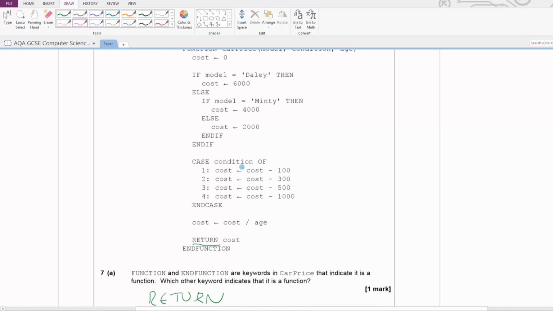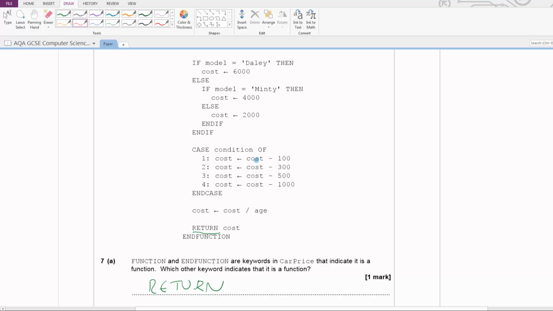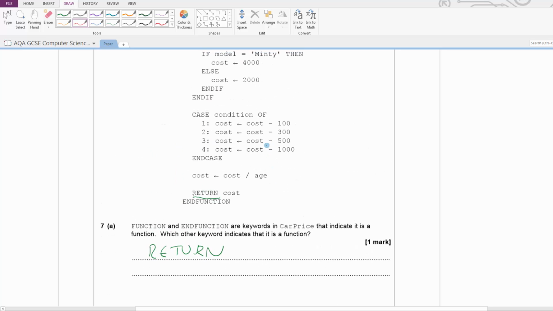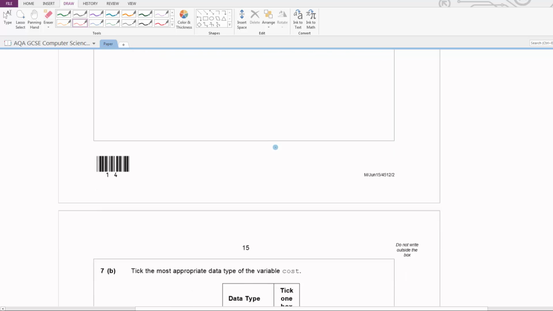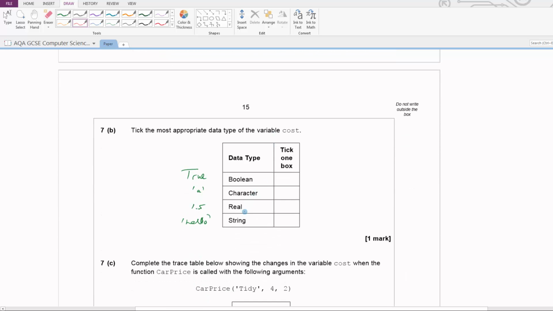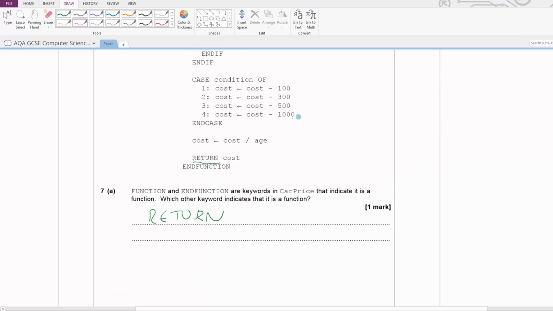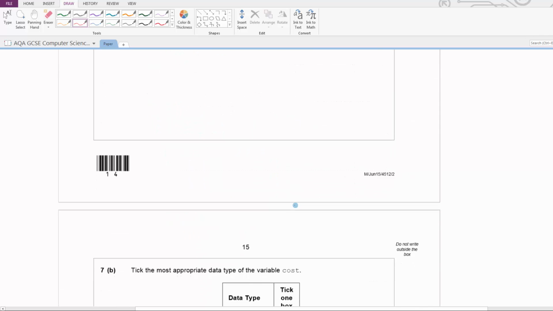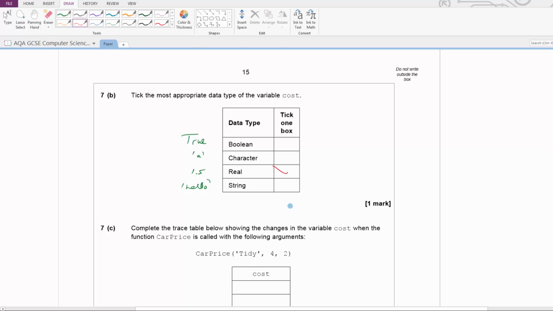But the fact that we have to then do a little bit of a calculation here, we have to use the value of cost to find a new value of cost. You can't do a subtraction with a string. You could only do it with a numerical data type. And the only numerical data type here is real. If it was an integer, then all of the values here are integers, except we actually have to divide it, so maybe that wouldn't work. But the answer here is real.